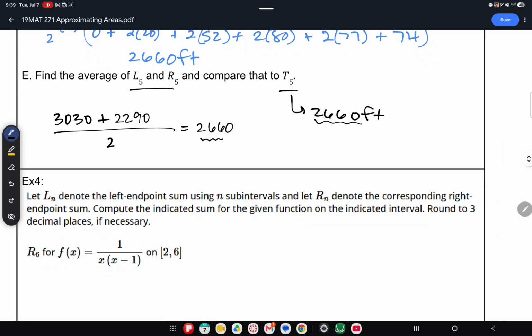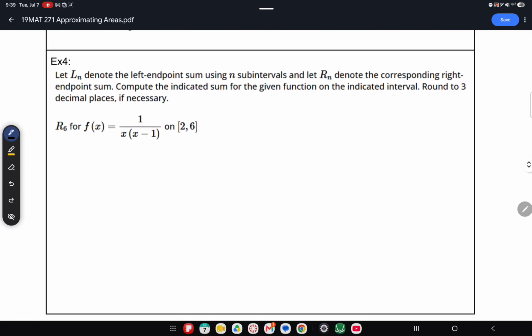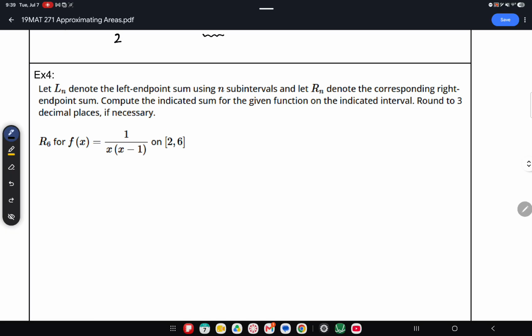All right, so we've done it from a table, we've done it from a graph. Let's do it from a function. So let L_n denote the left endpoint sum using n subintervals and R_n being the right endpoint sum. Compute the indicated sum for the given function over the indicated interval. Round decimals to 3 places. All right, so we're looking from 2 to 6, and we want R_6.